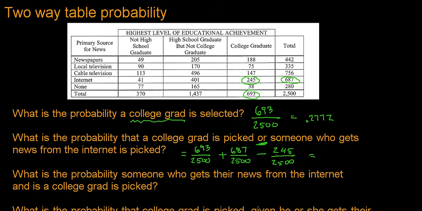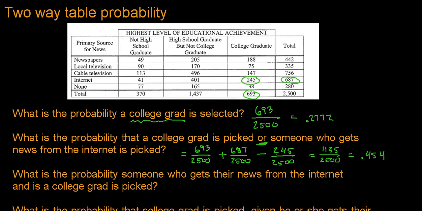Well, those 245 people definitely deserve to be counted, but not twice. That's why I'm subtracting them away. So 693 plus 687, subtract away the 245, I get 1135 out of 2,500. Remember, I got a common denominator there, so I'm just adding the numerators. Divide by 2,500, I get 0.454. So again, all you got to do is use a little bit of common sense there and think your way through it. All right, next question.